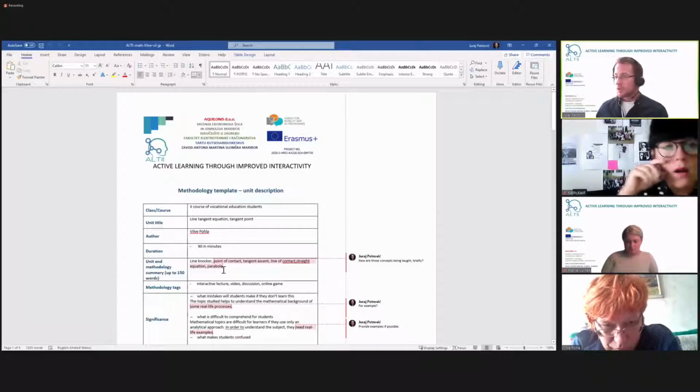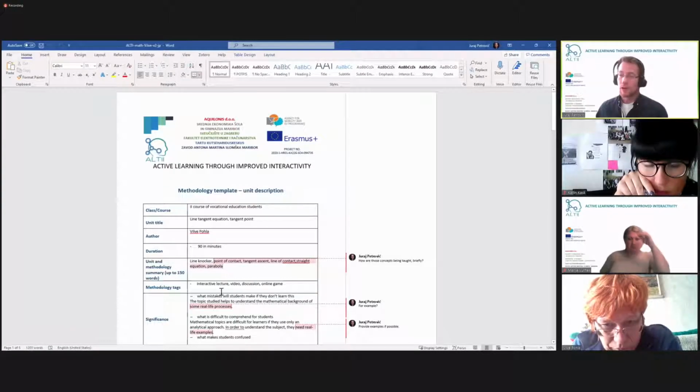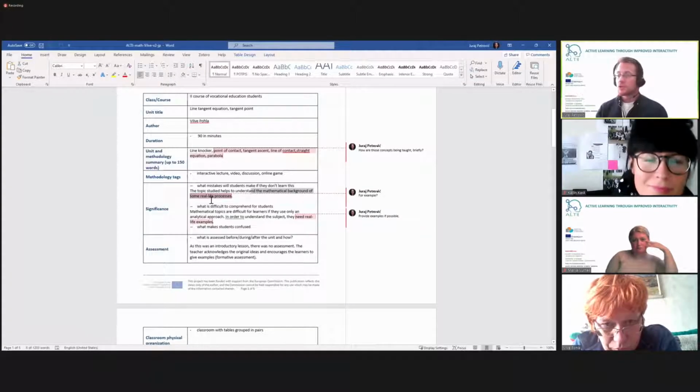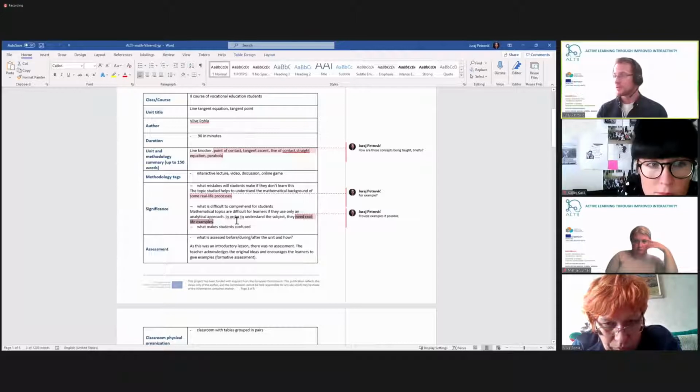Okay, the unit and methodology summary. Here again, this is what they learn, and then you can add very brief information on how they learn, using mathematical tasks or assessment tasks or examples provided by the lecturer or whatever. Then significance, again, you say it helps to understand the mathematical background of some real life problems. If you can just give an example or two of those real life problems, I think that would be helpful here. And again, yeah, real life examples, I think this would be helpful for people reading this.